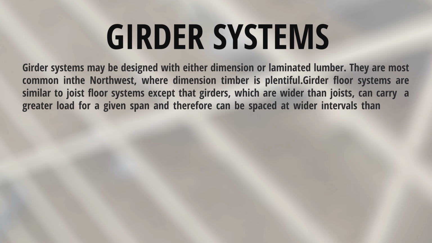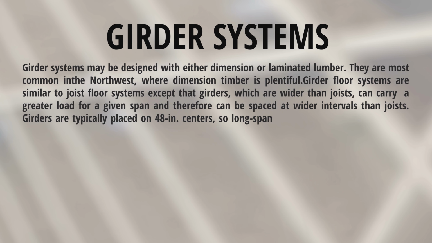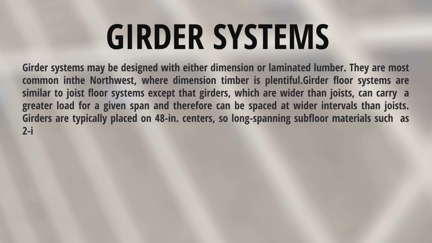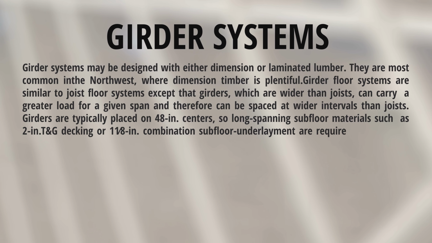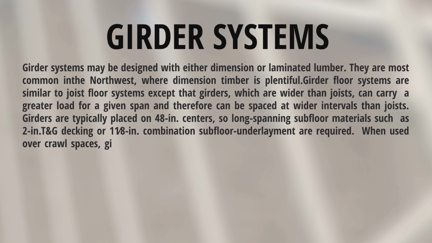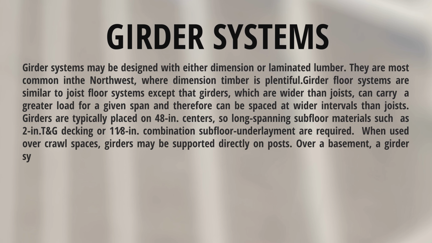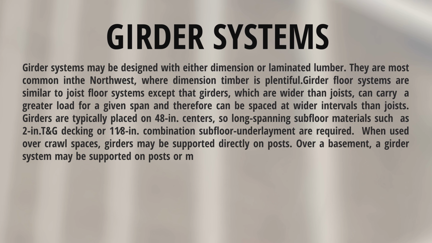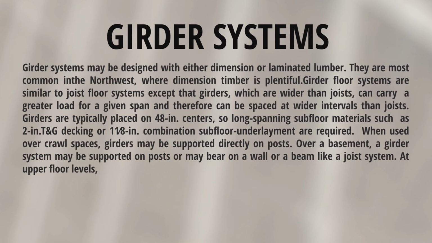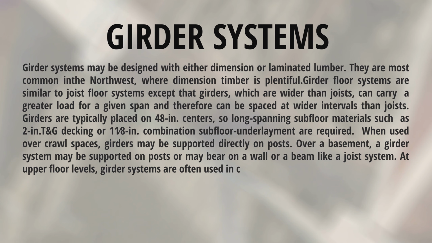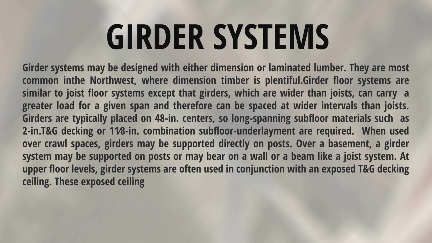Girders are typically placed on 48-inch centers, so long-spanning subfloor materials such as 2-inch tongue and groove decking or 1 1/8-inch combination subfloor underlayment are required. When used over crawl spaces, girders may be supported directly on posts. Over a basement, a girder system may be supported on posts or may bear on a wall or a beam-like joist system. At upper floor levels, girder systems are often used in conjunction with an exposed tongue and groove decking ceiling. These exposed ceilings can make wiring, plumbing, and ductwork difficult.